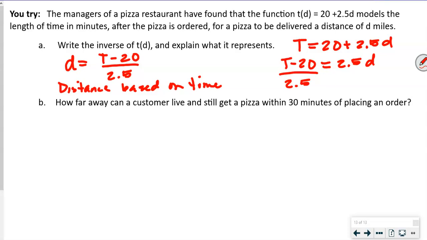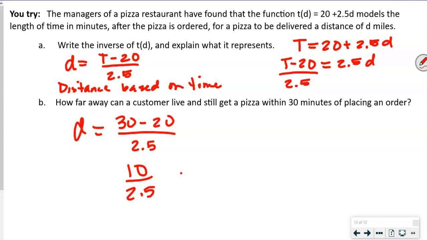Okay? All right, so it says how far away can a customer live? So it's basically asking us for the distance, and still get a pizza within 30 minutes of placing the order, okay? So that means I'm going to solve for d this time. So I'm going to take the 30 minus the 20 and then divide that by 2.5. So that's going to give me 10 divided by 2.5. So that gives me 4, and that's 4 miles.